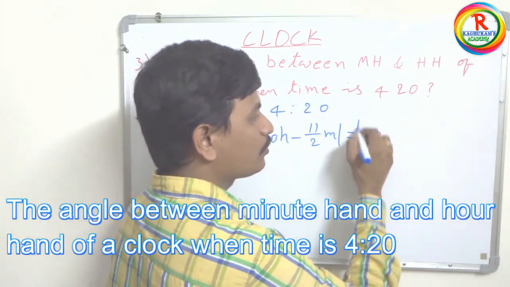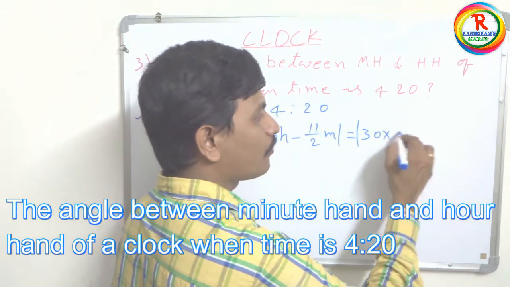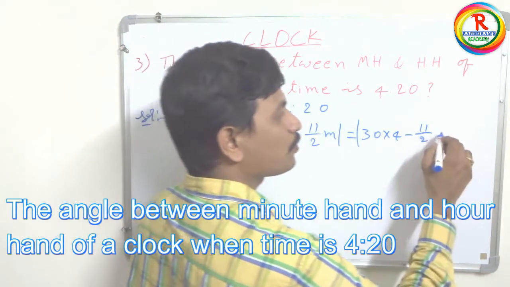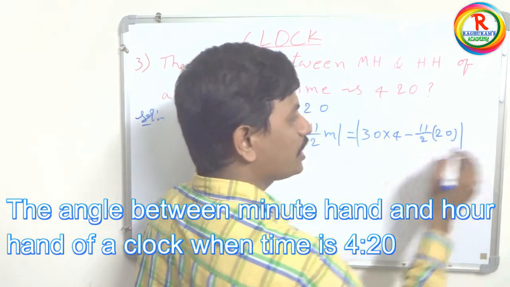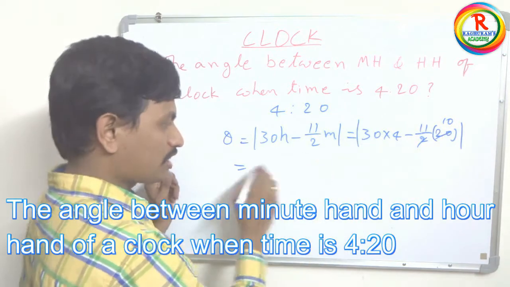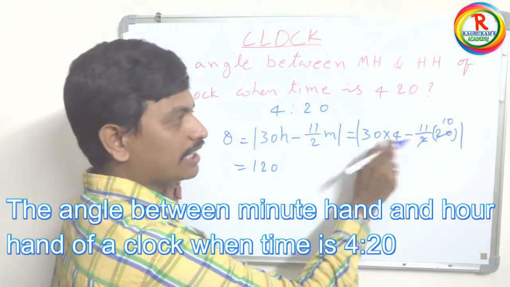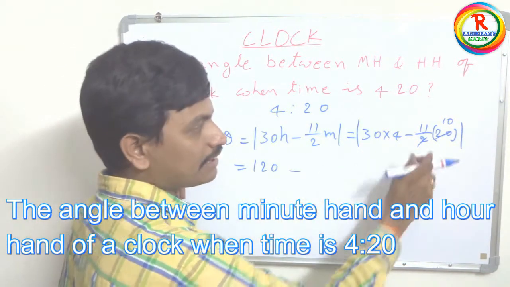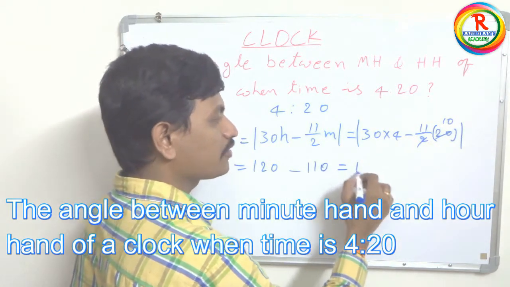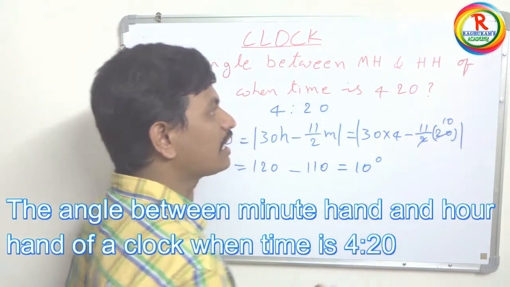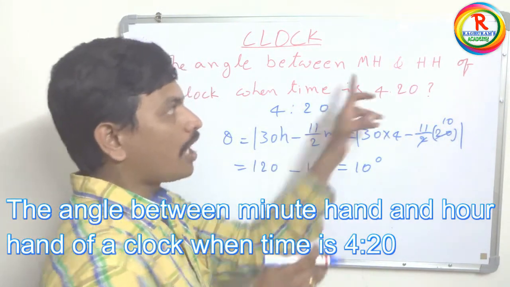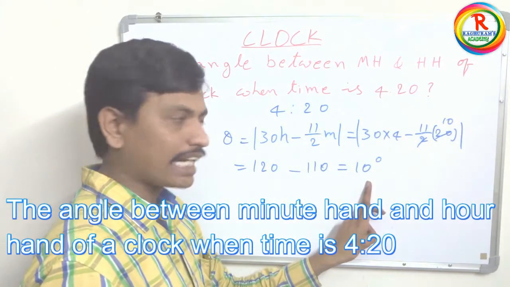So 30 into what's the hour? 4, minus 11 by 2 into what's the minutes? 20. Here cancellation: 2 tens, and what do we get? 4 3s are 12, that is 120, minus, after cancellation, 11 tens, 110. So which is equal to 10 degrees. So at 4:20 the angle between the hour hand and minute hand is just 10 degrees.